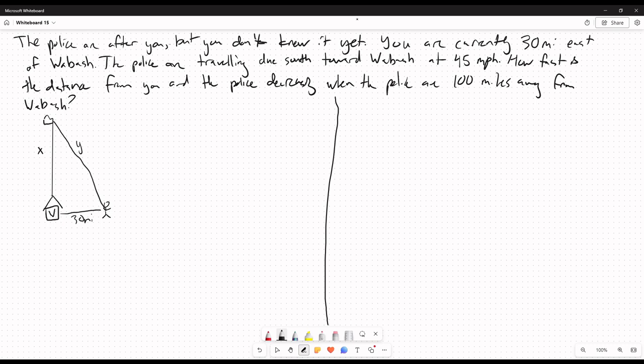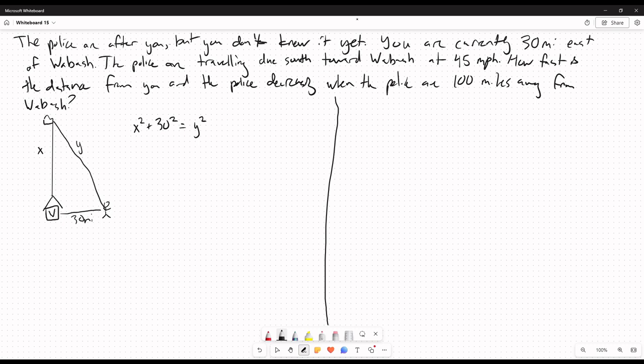So this gives us a general formula, using the Pythagorean theorem, x squared plus 30 squared equals y squared. So we have a formula relating the distance from the police to Wabash, which is something that we know, and the distance from me to the police, which is another thing we know.